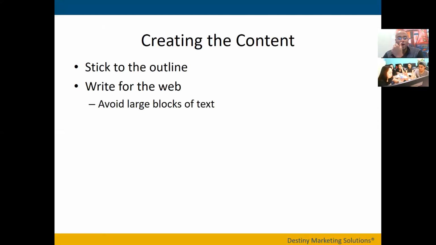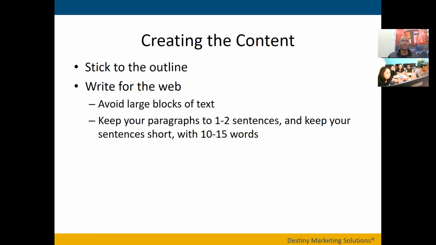When you're writing for the web, you want to avoid large blocks of text. Typically when someone is scrolling, they're not looking to read huge paragraphs or a scientific paper. They want short sections where they can get the point of the article very quickly. So keep your paragraphs to 1 to 2 sentences and keep your sentences short. Try to target between 10 to 15 words per sentence. Again, this keeps you from having large blocks of text, and it helps someone consuming your content get the idea very quickly.